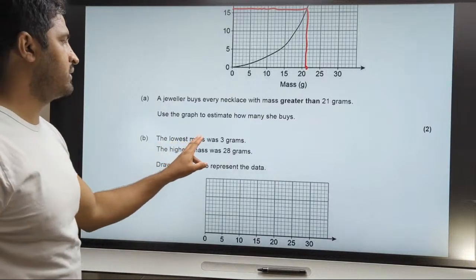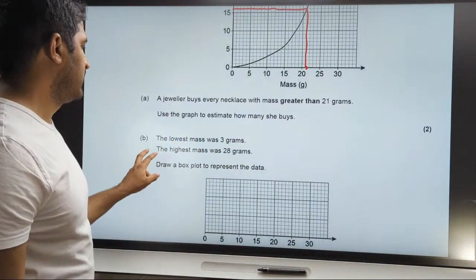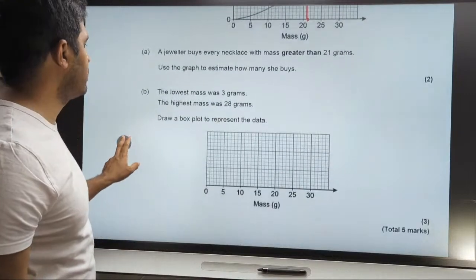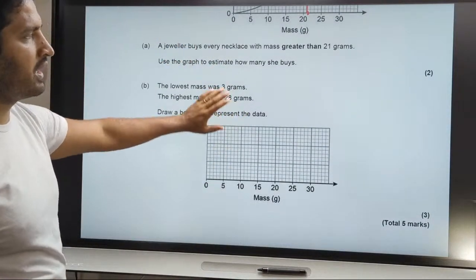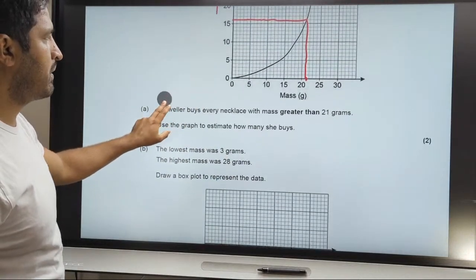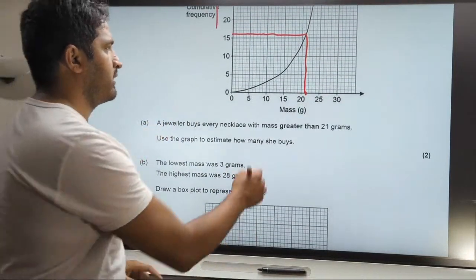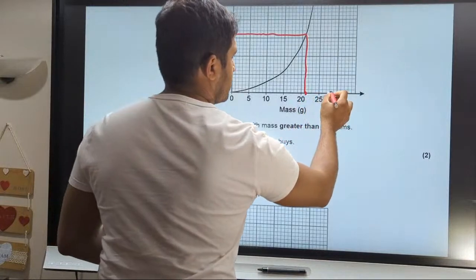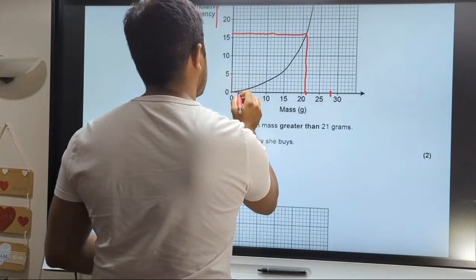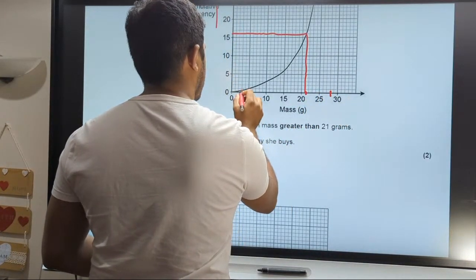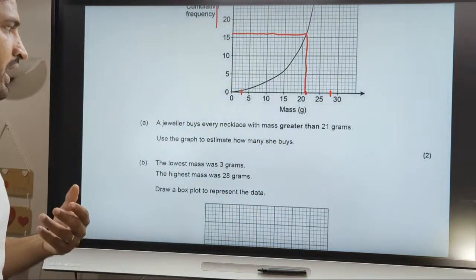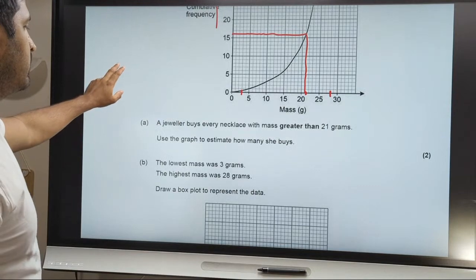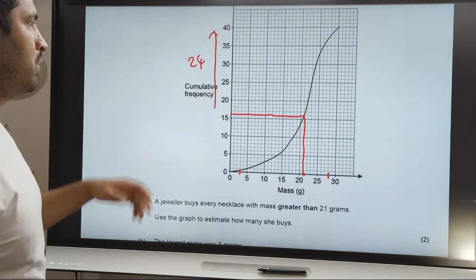Now, the lowest mass was 3 grams and the highest mass was 28 grams. Draw a box plot to represent the data. So that's the same thing again. We've been given the lowest value and the highest value. So the highest was 28, which is there, and the lowest was 3 grams, which is there. We can work out the median, lower quartile and upper quartile using this cumulative frequency diagram. So that's what we want to work out.